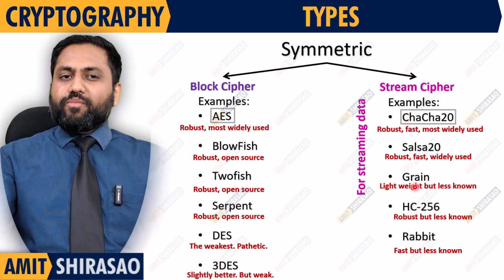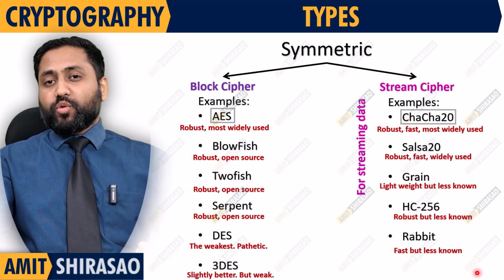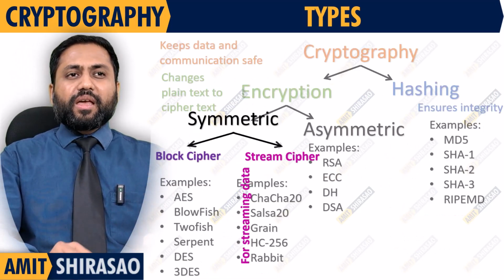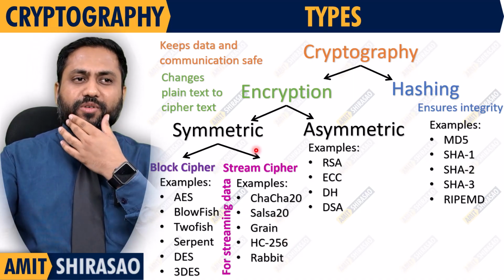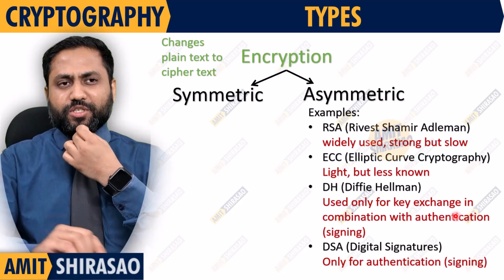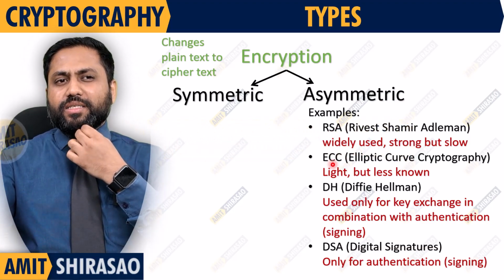Okay, but all of these three have one thing in common, that these are new and many people don't know about them, and that's why they are less used. Okay, now we covered these types of symmetric encryption. Now let us get into examples of asymmetric encryption. So here the most popular names are RSA, ECC, DH and DSA.